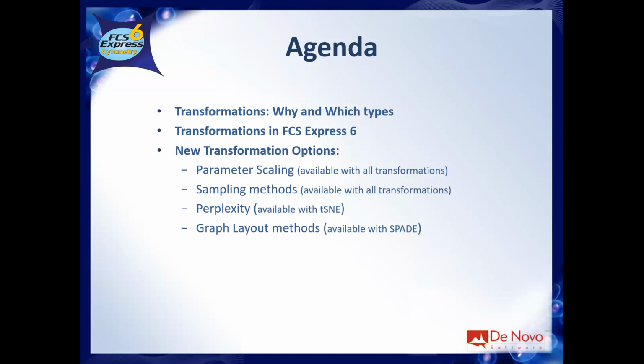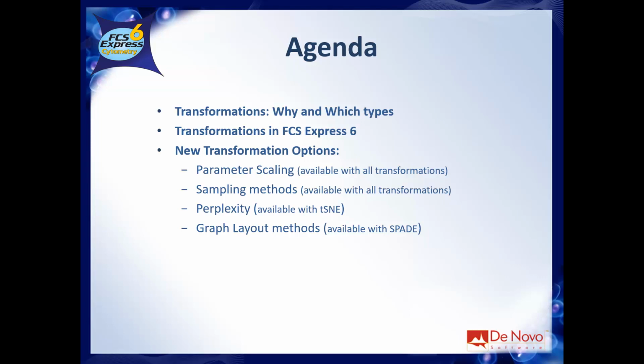Basically, I want to give you a very brief introduction about transformation. So why you may want to run transformation and which transformation types are, let's say, the main families of transformation. Then, which are the transformations that you can currently do in FCS Express? And then I want to focus on the new transformation options.